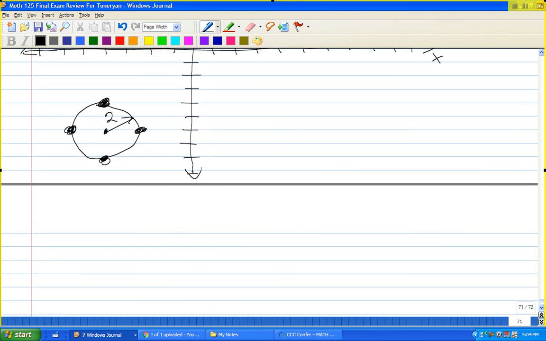Problem number 96. 9x squared plus 25y squared equals 225. So let me divide both sides of my equation by 225.